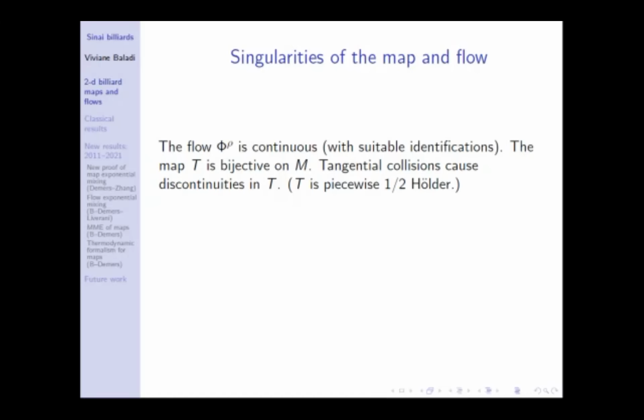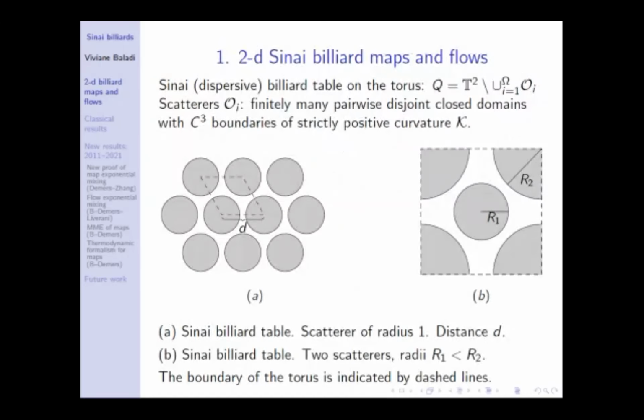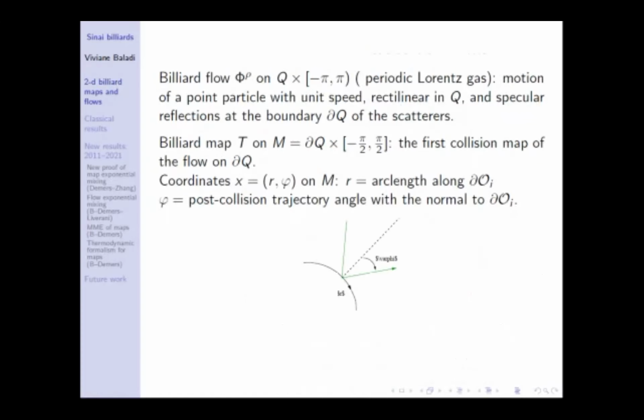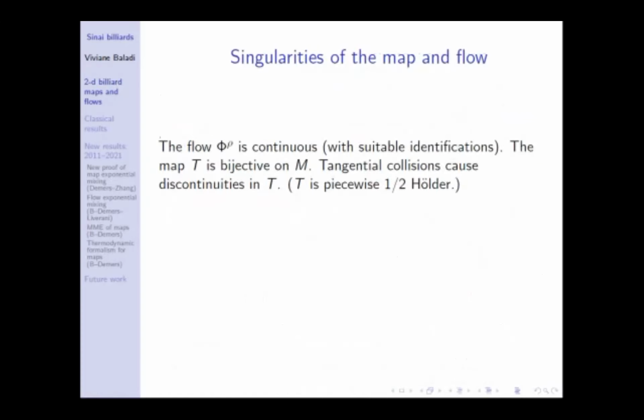Whenever you have a tangential collision, so when you graze one of these scatterers, then if you move your angle a little bit on one side or a little bit on the other side, you will have completely different behaviors. Either you will hit the scatterer or you will miss it, and this creates discontinuities in the map. So the map is only piecewise 1/2 Hölder. It is bijective, right? The system is invertible, but that's not the problem. The problems are the singularities.